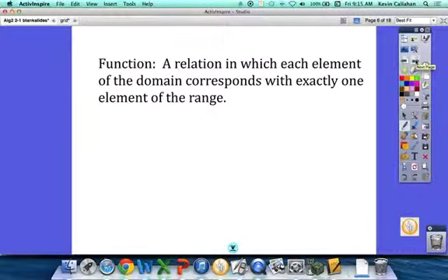Okay, a function is a particular kind of relation, right? When you define it, you start out by saying it's a relation. A function is a relation in which each element of the domain corresponds to exactly one element of the range. Meaning, if you put in a value of x, you get out a value of y. You don't get two values. You don't get more than one value. You just get one.